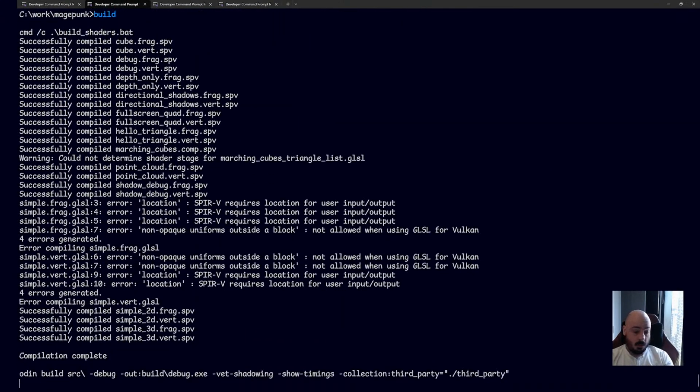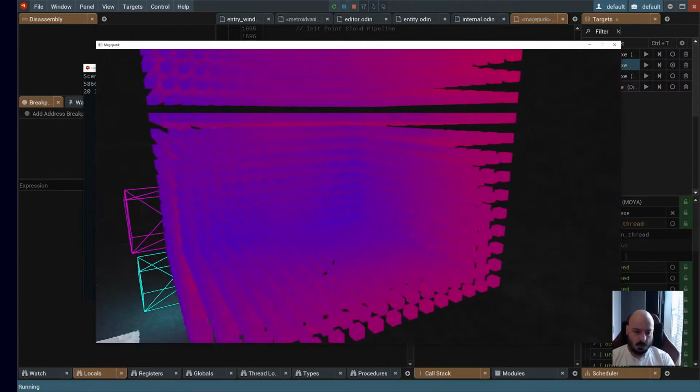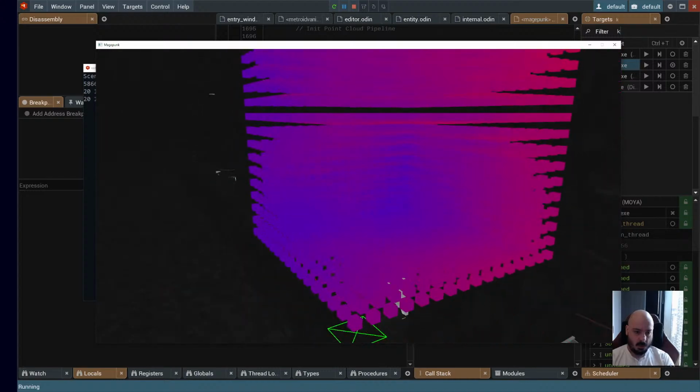I'm working on, well, right now working on 3D terrain generation, although it doesn't really look like that.